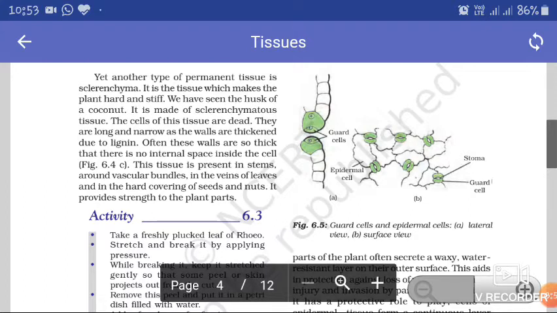Here guard cells, which you have seen in stomata, and stomata help in the transportation of gases.